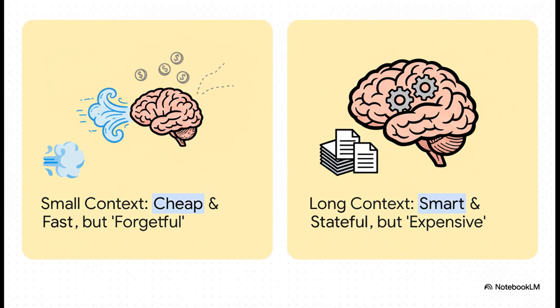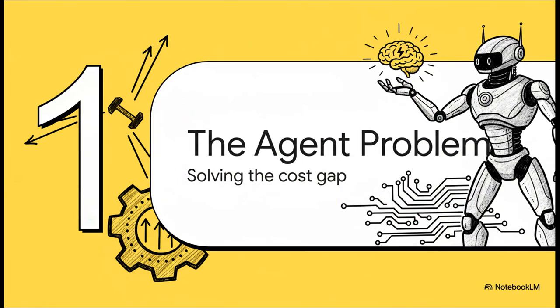So you've got this choice, right? On one side, you have your small context models. They're super fast, they're cheap, but they basically have the memory of a goldfish. On the other side, you've got these long context models. They're brilliant, they can keep track of everything, but the bill just goes through the roof the more you ask them to remember. And that gap, that painful choice between being smart and being affordable, that's what we call the agent problem. This is exactly where DeepSeek v3.2 steps onto the scene.